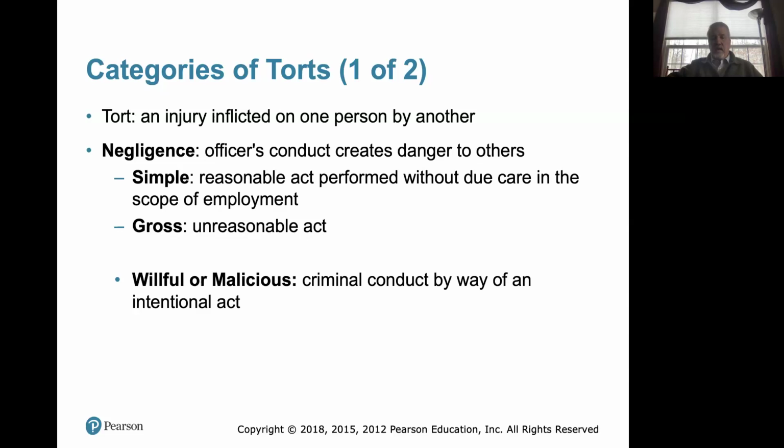There's simple negligence, where it's just a reasonable act performed without due care in the scope of employment, and then gross negligence, where everyone would agree that it was something that the police should not have done. And then you get into willful or malicious acts. When you get into willful or malicious acts, those are more likely going to do two things. They're going to create a criminal liability on the part of the police officer and also create civil liability on the police officer and perhaps the police officer's employers.